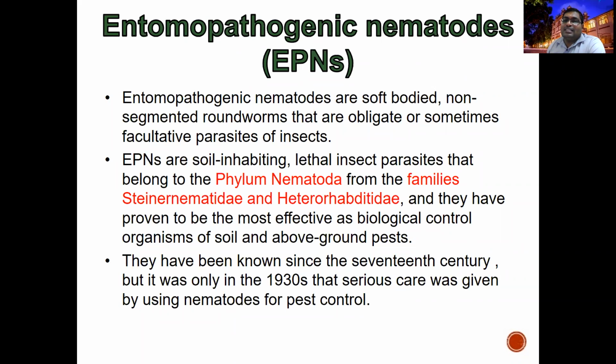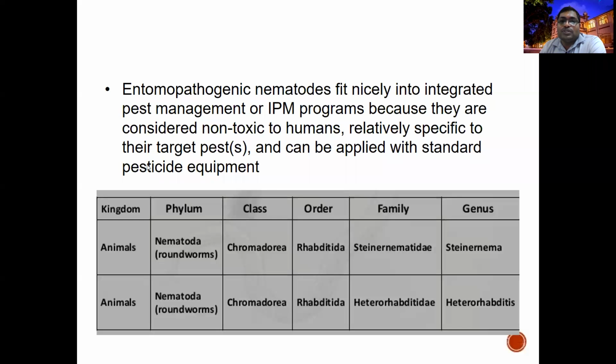If we look at the history of entomopathogenic nematodes, they were first identified and isolated in the 17th century, but not much was known about them. Use of nematodes to control pests started in the 1930s. Entomopathogenic nematodes fit very well with integrated pest management, or IPM, programs.